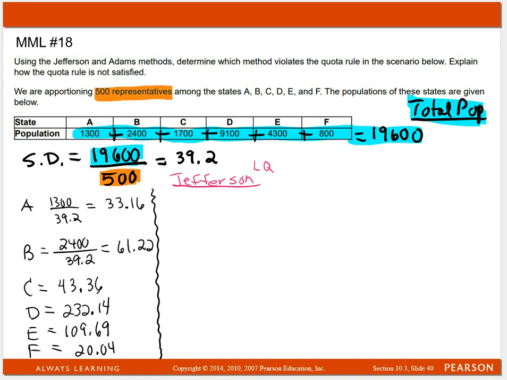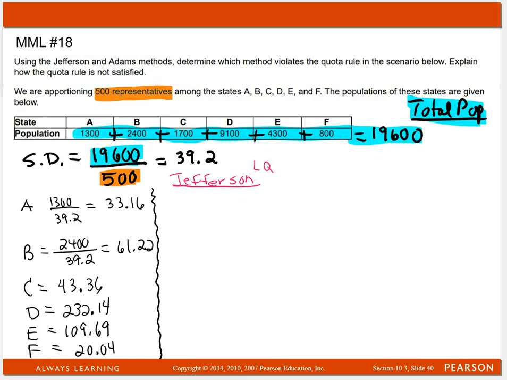Okay, this is number 18, and this might take me 2 videos also to get through. Try to do a little bit. I started by figuring out the total population, which was 19,600, and then I figured out the standard divisor because they were apportioning 500 representatives up there in orange. And they want you to use both the Jefferson and the Adams methods to determine which method violates the quota rule in the scenario below and explain how the quota rule is not satisfied.